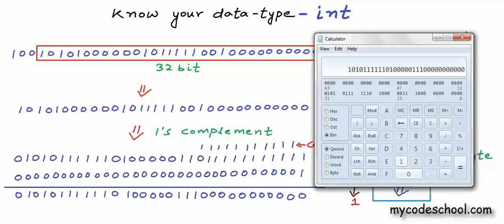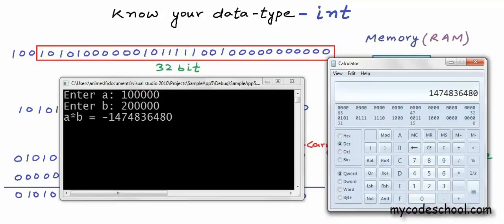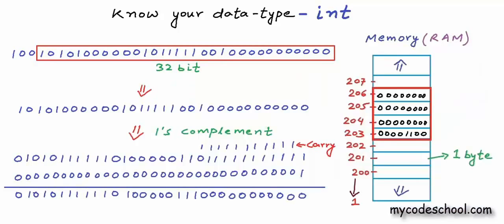Now I have opened my calculator and I've selected binary here so I can enter a binary value, and I've entered this value, and now I'll convert this to decimal, and I'm getting 1474836,480. This is the magnitude of our negative value. So if you can see, because of the overflow, the result that got printed was the value of rightmost 32 bits. I hope this is making some sense.